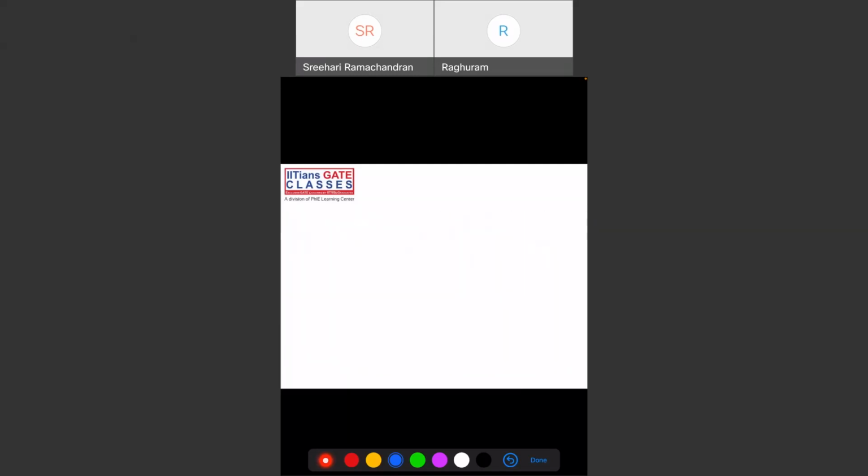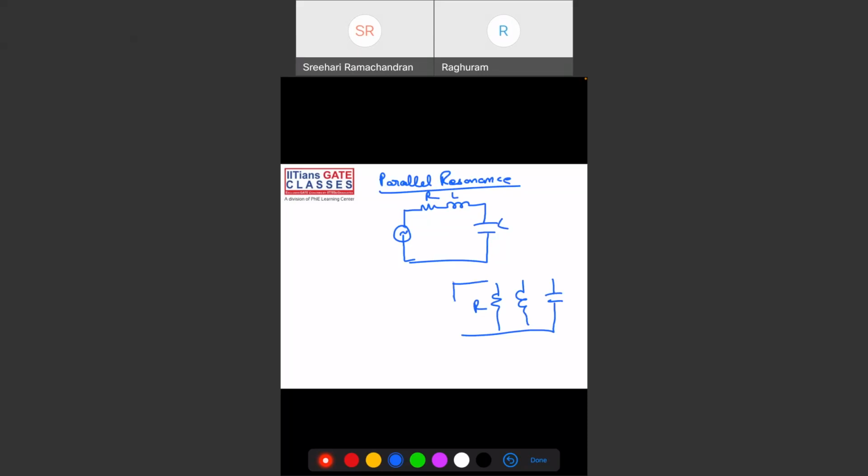And parallel circuits, parallel resonance. If you see parallel resonance, it is called a dual network. I'll get parallel RLC, right? This is series RLC. The dual of it will be parallel R, L and C. This is what I'll get. The dual of a series network is a parallel network.